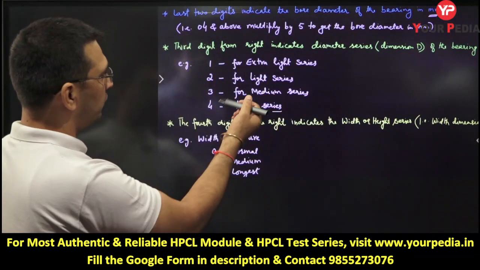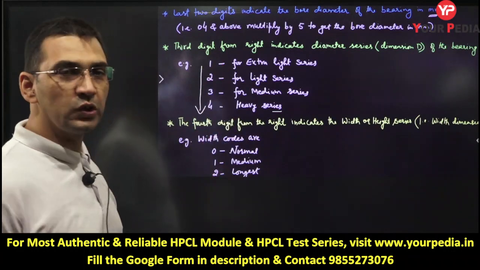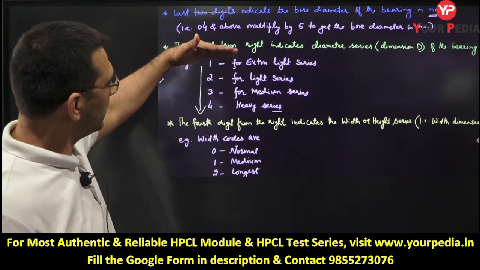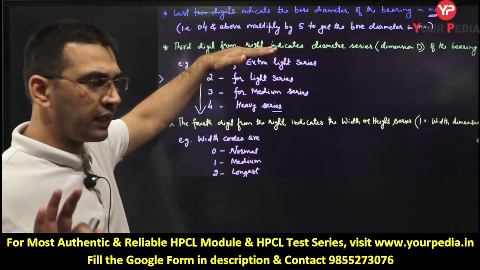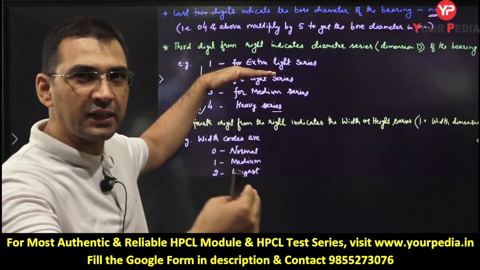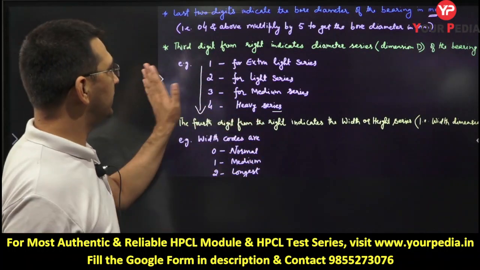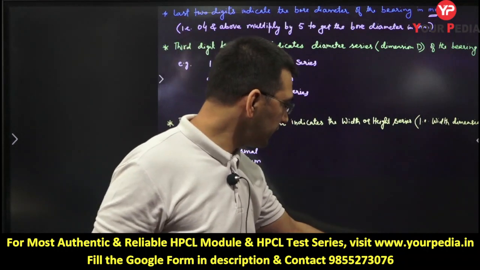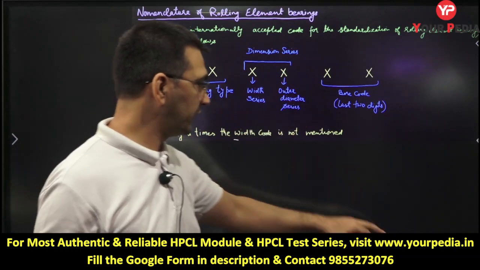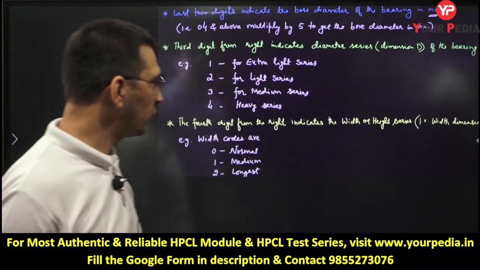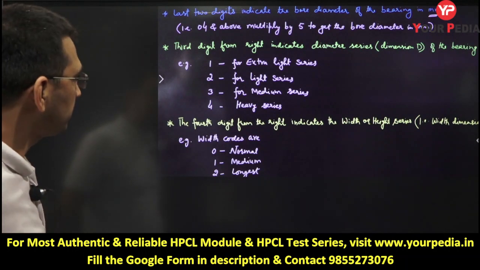Now it is also easy to remember. As you go from light to heavy, the number increases. So if you remember 1 as extra light, then light comes next, after light comes medium, and after medium comes heavy. As simple as that. So this digit refers to what kind of diameter series it is, corresponding to the outer diameter.